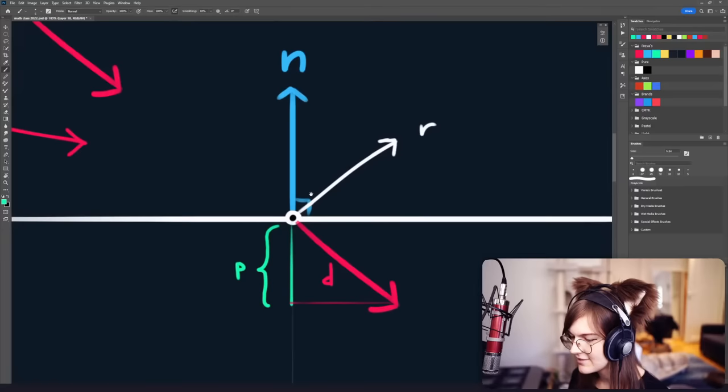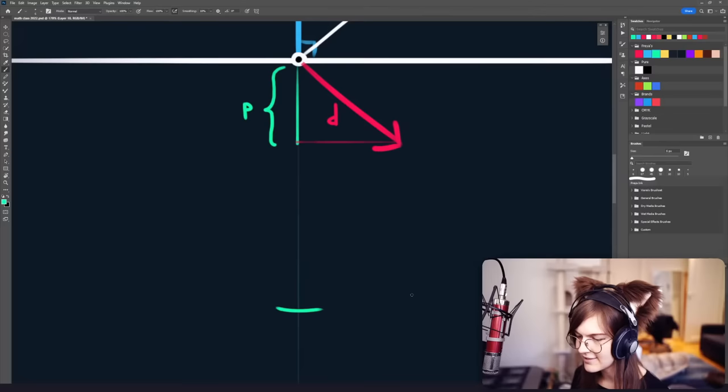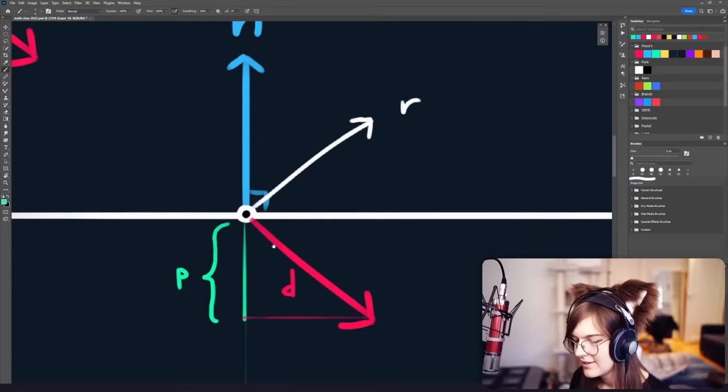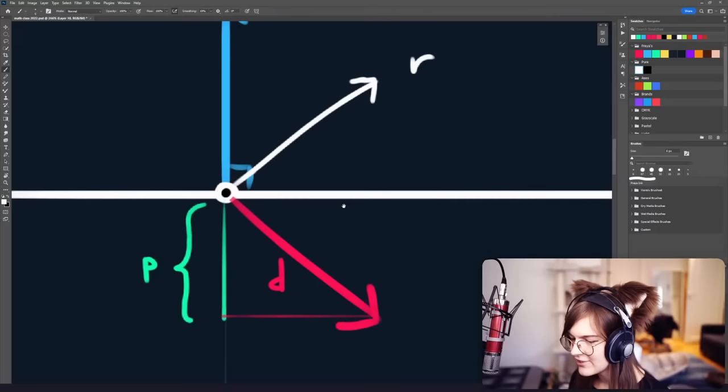So if it was here, it would have been 0.5. If it's here, it's 1. If it's here, it's 2. If it's here, it's negative 1. If it's here, it's negative 2, and so forth. And so now what we have is this projected distance. And as we observed before, these two are mirror images of each other.